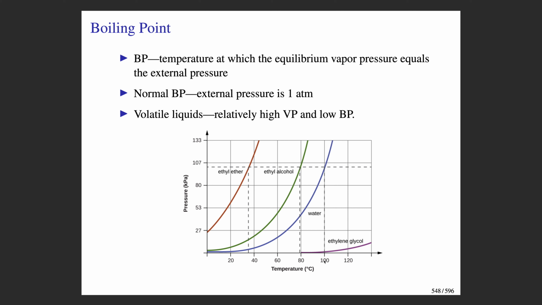However, if you were to change the external pressure, let's suppose that we were to do an experiment where we boiled water at an external pressure of 27 kilopascals, you would find that the boiling point of water is much lower than 100 degrees Celsius. It would be between, say, 65 and 70 degrees Celsius at that lower external pressure. So normal boiling point means the external pressure is 1 atmosphere, but the boiling point of a liquid depends upon the external pressure.